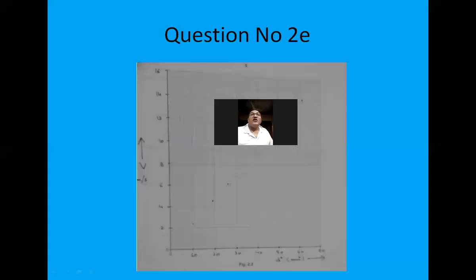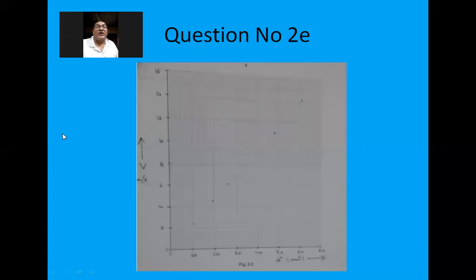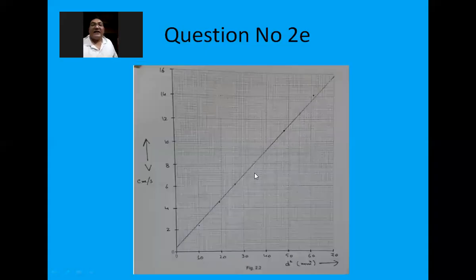Now you can see I have plotted those points. The first point is 10, 2.4, and that is this point. Then the point is 19, 4.5. The next point is 26, 6.1. The next point is 48, 11. And the next point is 61, 14.1. So I have plotted these points, and then he asked us to draw the line of best fit.